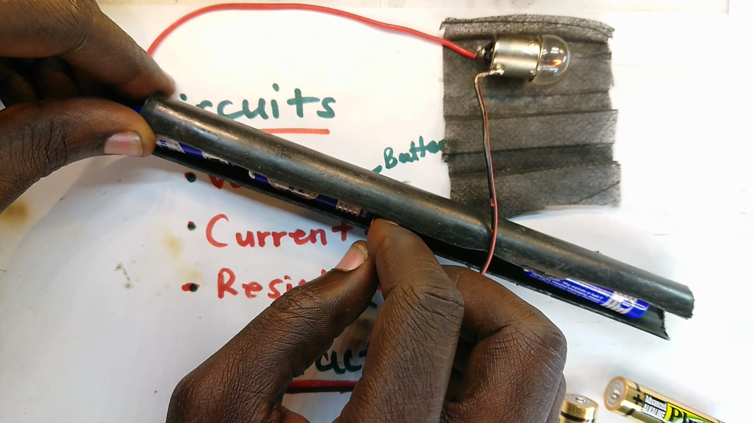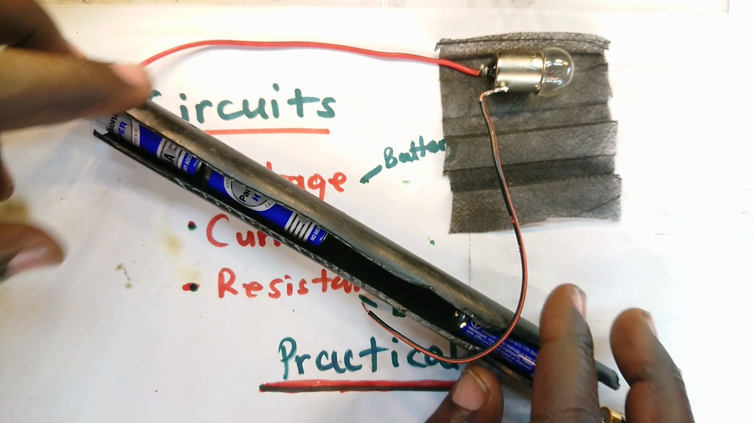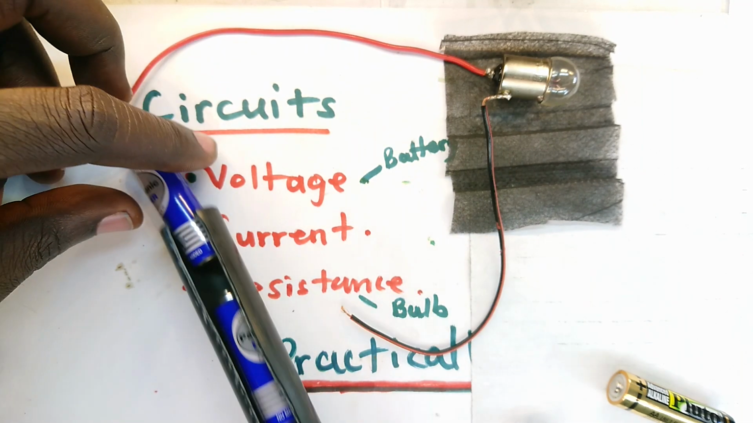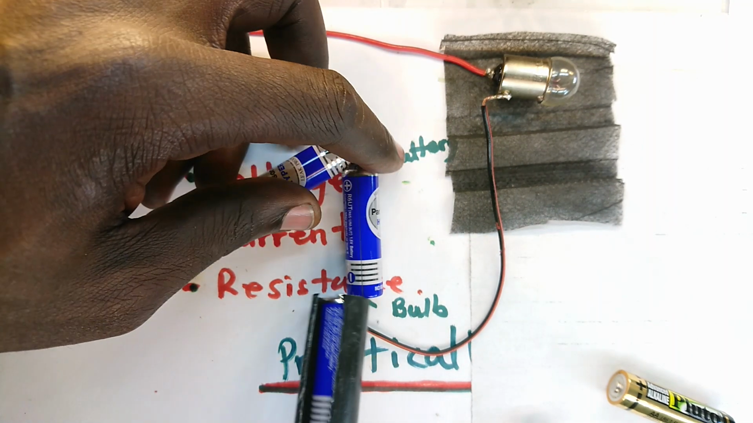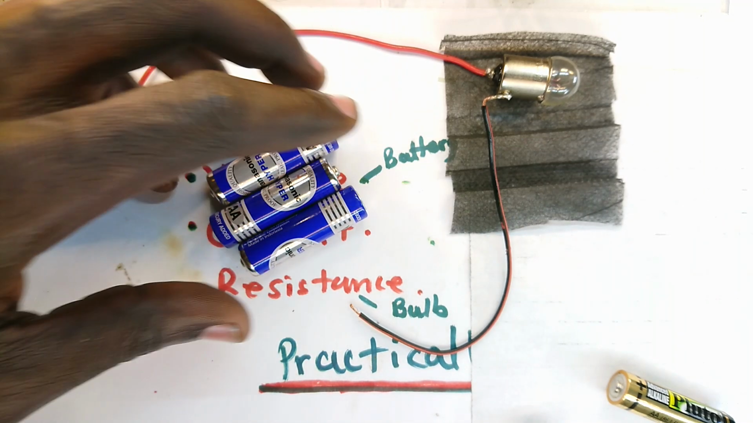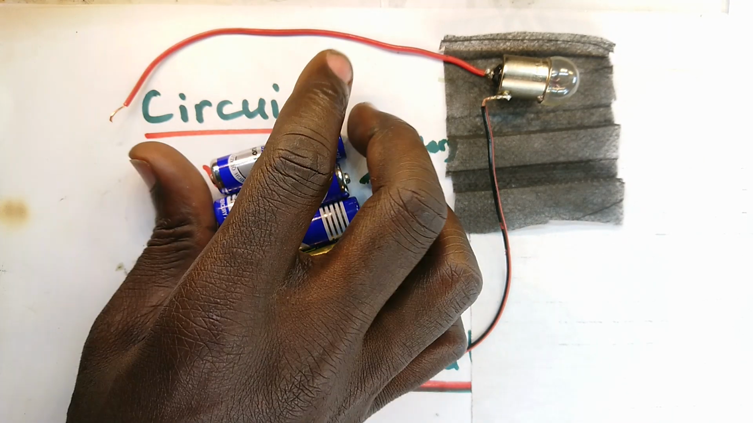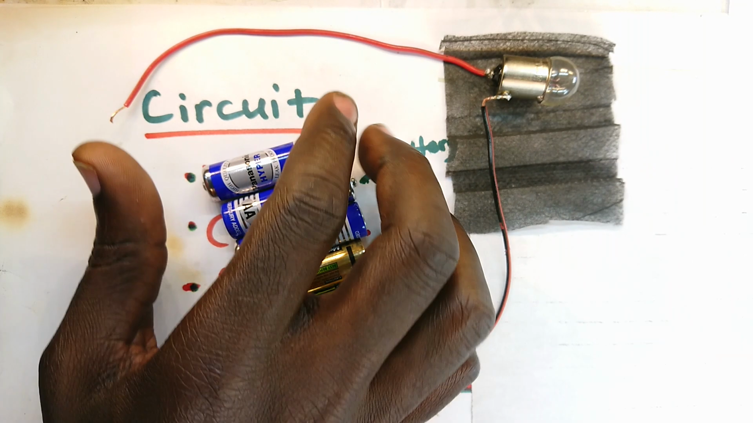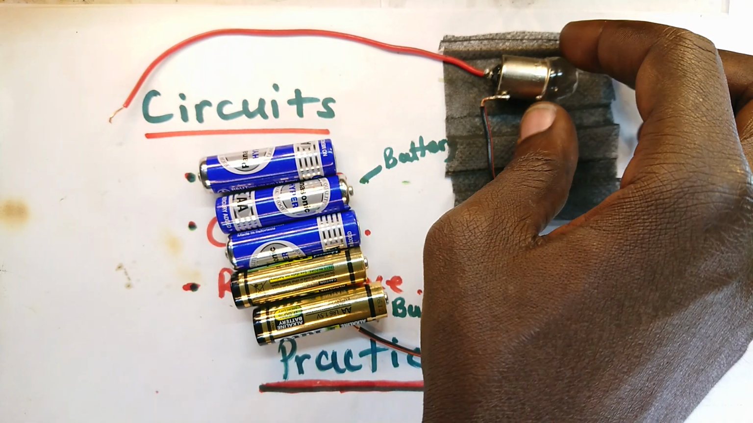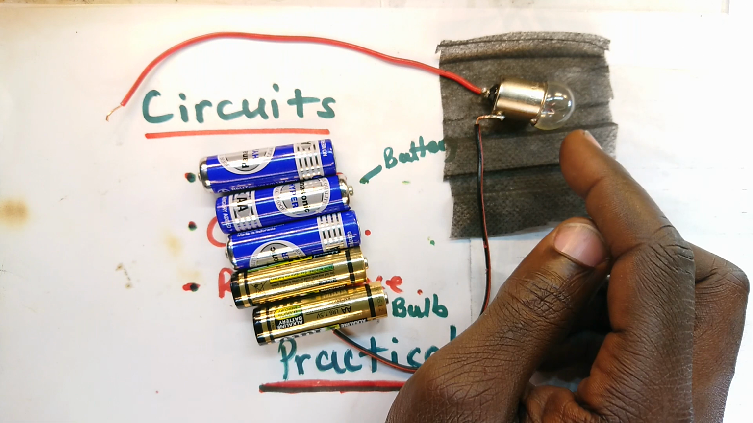That is 3 and 1. So I have just demonstrated to you that the bigger the voltage, the greater the amount of current that flows, and therefore the greater the work done. In this case, the work that is being done is converting the chemical energy into light. So this bulb is producing light.